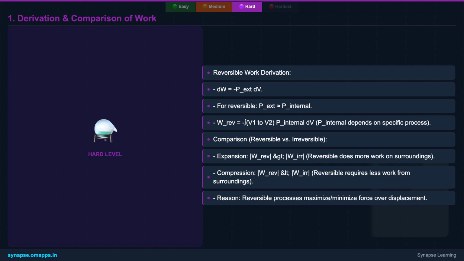When comparing reversible and irreversible work, remember that for expansion, reversible work does more work on the surroundings, meaning its magnitude is greater. Conversely, for compression, reversible work requires less work input from the surroundings. This difference is critical for understanding efficiency limits.